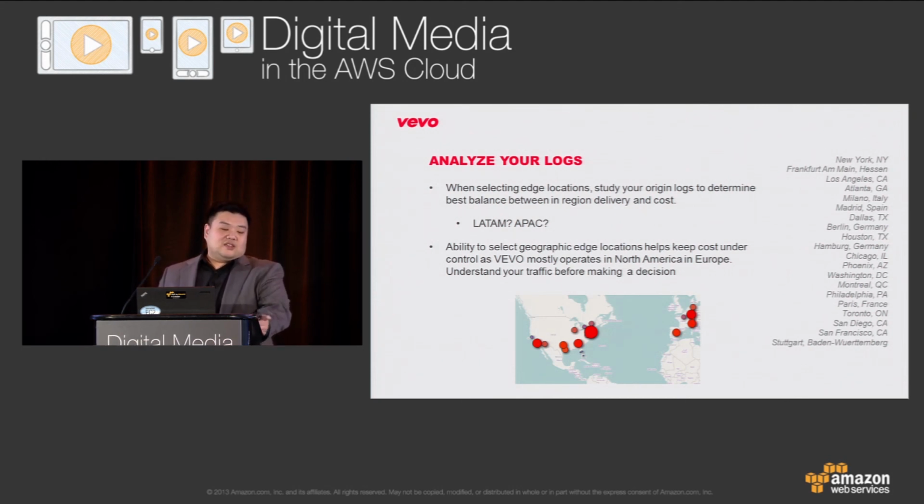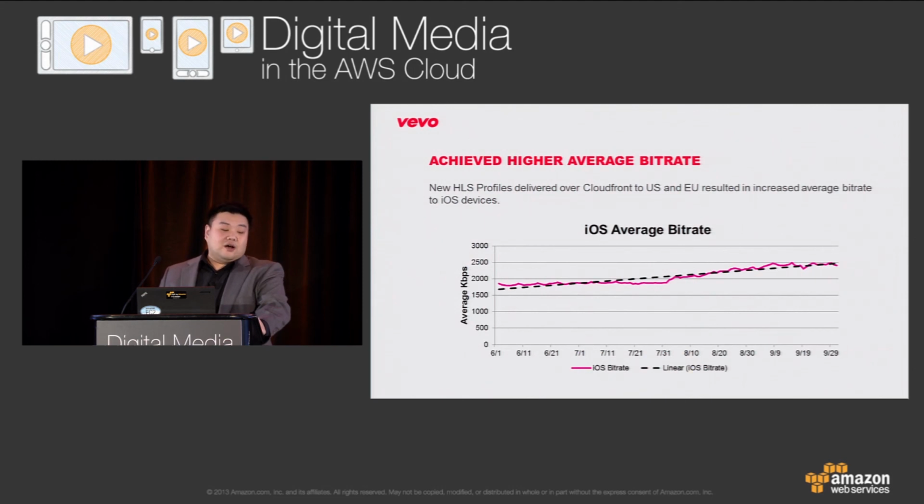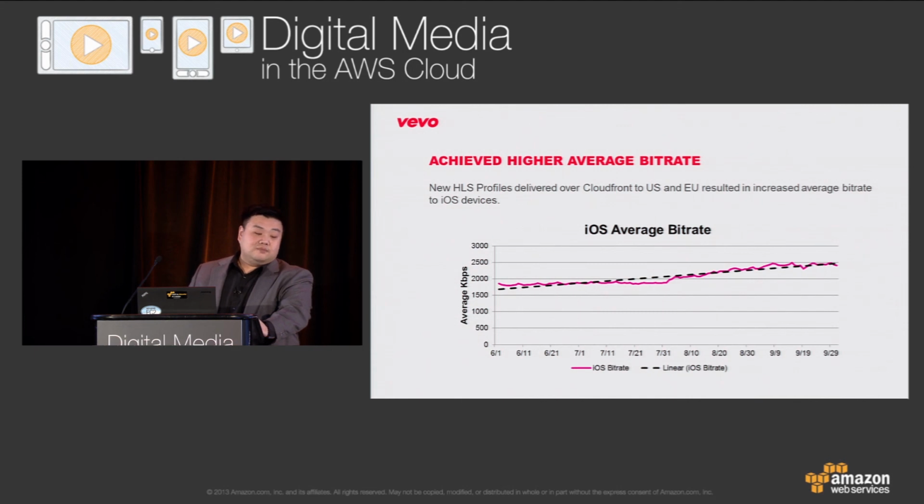And this is what I was alluding to earlier, of how we were able to improve our average bit rate on iOS devices with HLS. We see that steady incline as we were rolling out this content, rolling out the new encodes and the CloudFront CDN. And it's just a steady climb there.